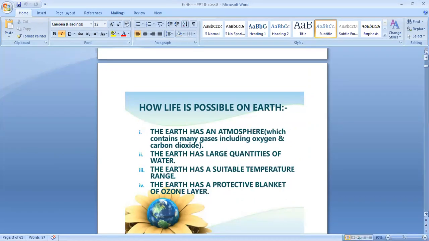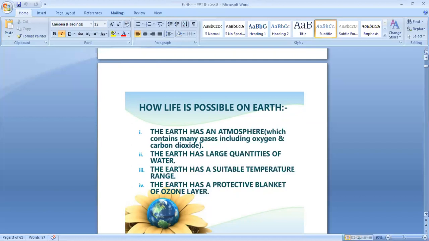Then the second point is the presence of water. Earth has large quantities of water. The third point is Earth has a suitable temperature range. The distance between Sun and Earth is perfect. Suppose Earth is very close to the Sun, it will burn and we all will die. Suppose it's very far from the Sun, it will be freezing cold. So the distance between Sun and Earth is the right distance. Because of that, Earth has a suitable temperature range.